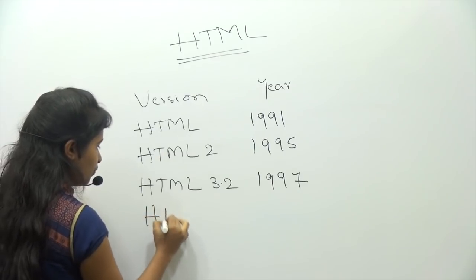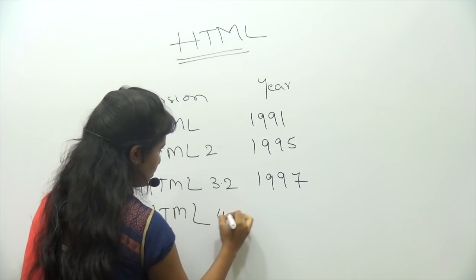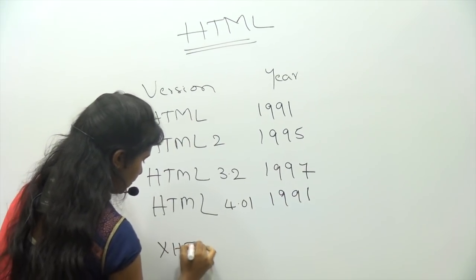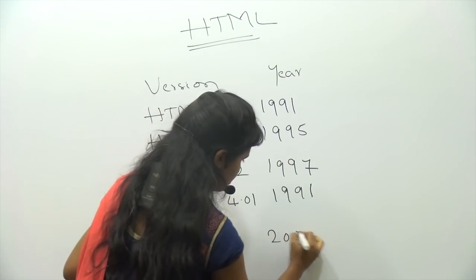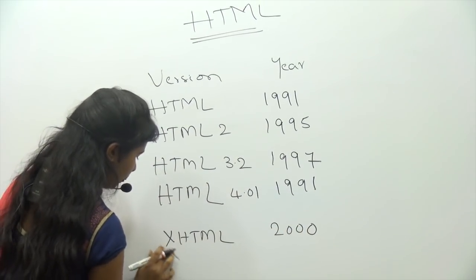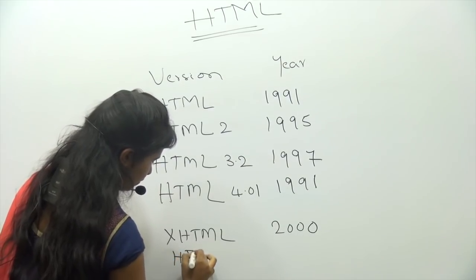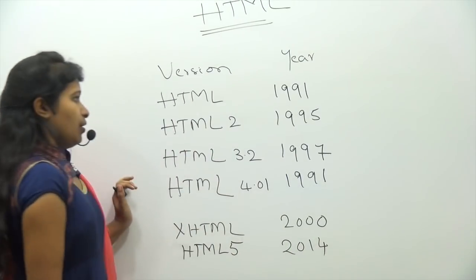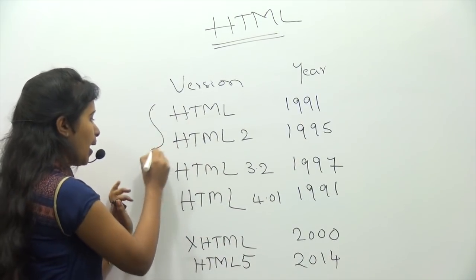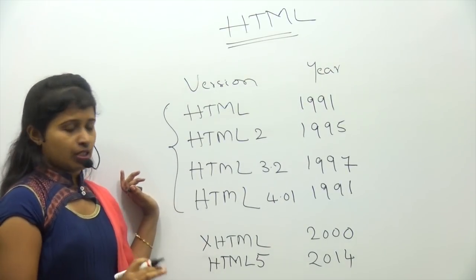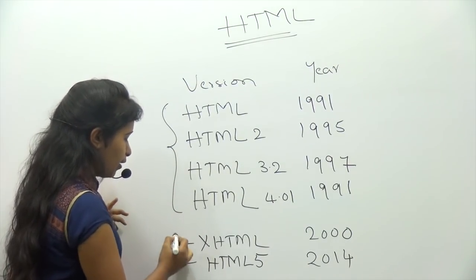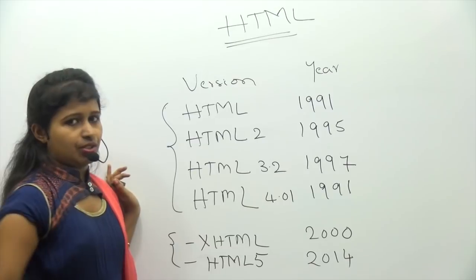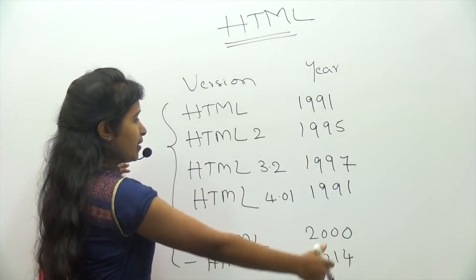And the HTML4 version was released in 1991. And XHTML in 2000. And HTML5 was released in 2014. The basics we discuss cover up to the HTML4 version. XHTML and HTML5, the changes from 4 to 5, we will discuss in later sessions. These are the versions and the years when they were released.